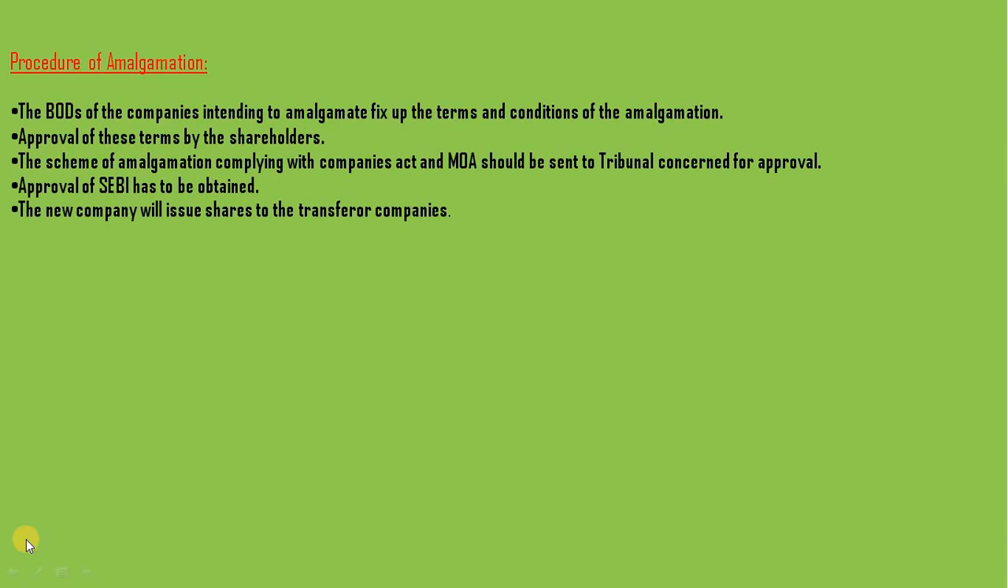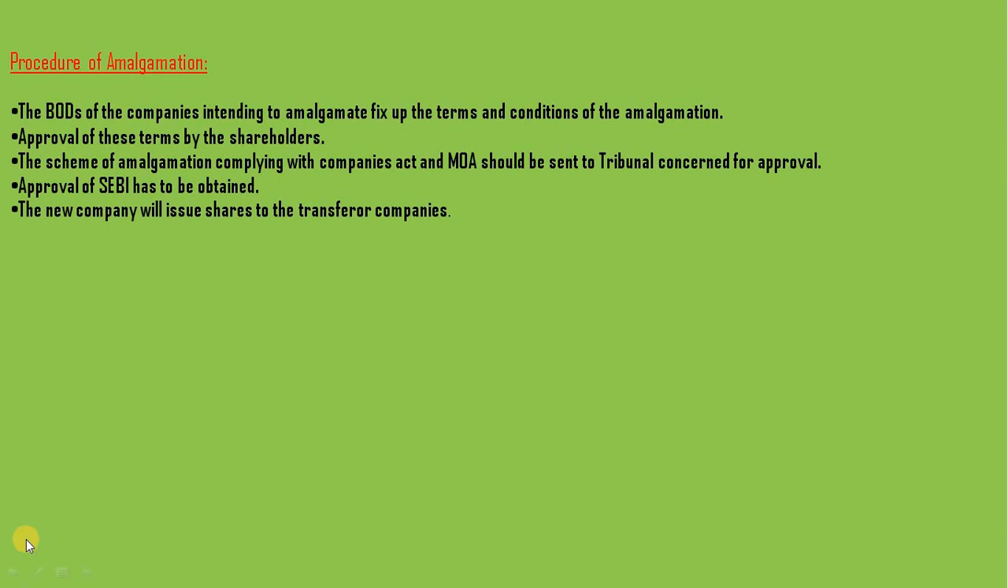Thereafter, that scheme of amalgamation, we should comply with the Companies Act and Memorandum of Association of the company. This should be sent to the concerned tribunal for the approval. Once tribunal's approval is done, then approval of the SEBI is also required. Once SEBI approved the scheme, then they can go ahead and issue shares to the shareholders of the transferor company. So this is a way in which amalgamation process begins, and formalities. These are the formalities that we have to follow according to the company's rule.